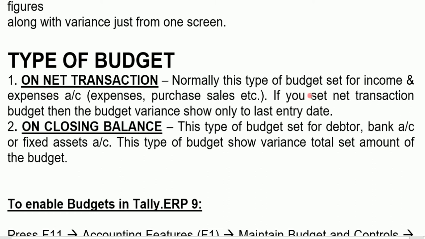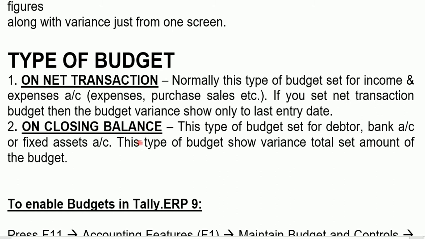What is on net transaction? This type of budget is for income and expense accounts, like expenses, that is indirect expense, direct expense, and then sales or maybe indirect income. Sales is a direct income, and there may be indirect income. That type of budget we will call on net transaction. If you set a net transaction budget, then the budget variance shows only up to the last entry date.